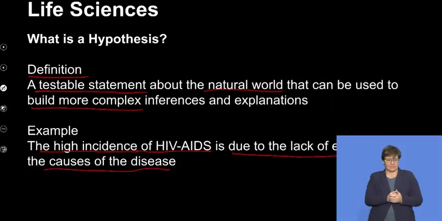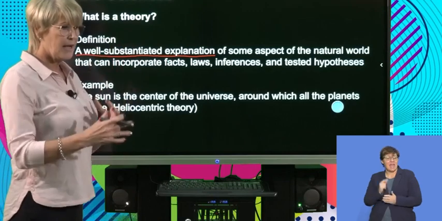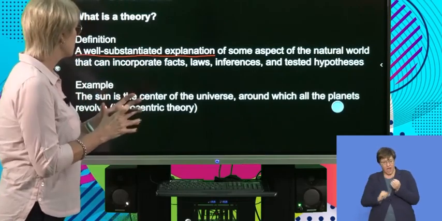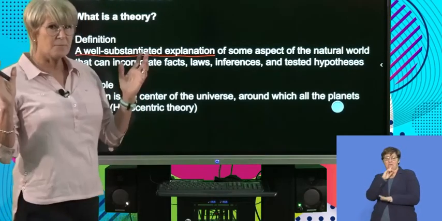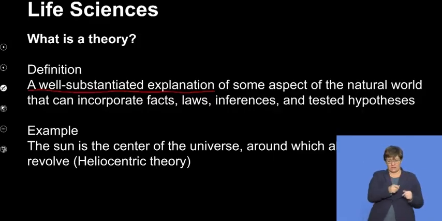All right, now what is a theory? So we're going to have a look at the definition of a theory. Basically, a theory is a well-substantiated explanation. Well-substantiated means there's lots of facts, lots of information that backs up that explanation. So it's not just something that somebody thought about out of their head and decided that this is a theory. It is well substantiated, so there's lots of backup evidence for that explanation.